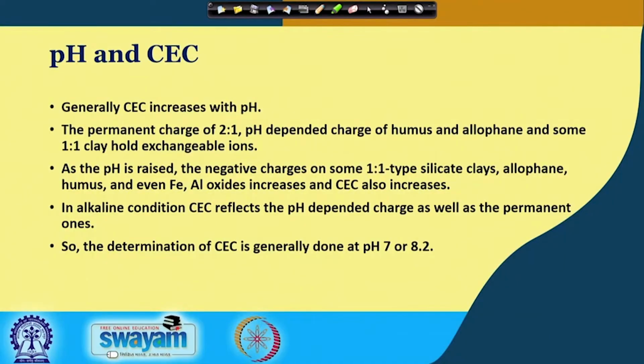So, what is the relationship between pH and CEC? Obviously, generally CEC increases with the pH. The permanent charge of 2:1 type of clay, the pH dependent charge of humus and allophane, and some 1:1 type of clay hold exchangeable ions. You already know that. So, as the pH is raised, obviously the negative charge on some 1:1 type of silicate clays, allophane, humus, or even iron aluminum oxide increases, and CEC also increases.